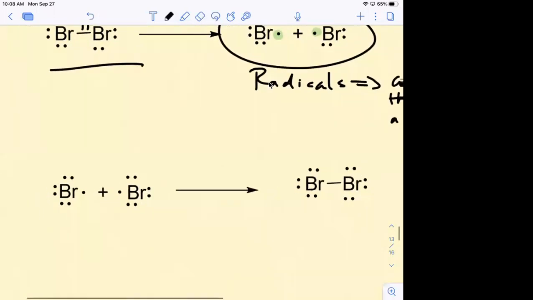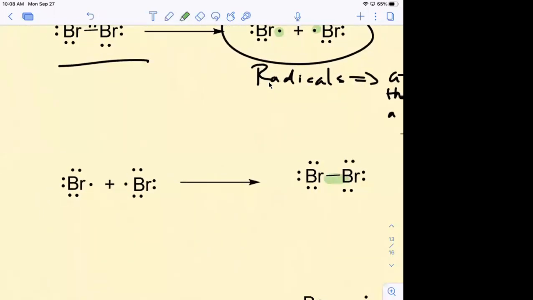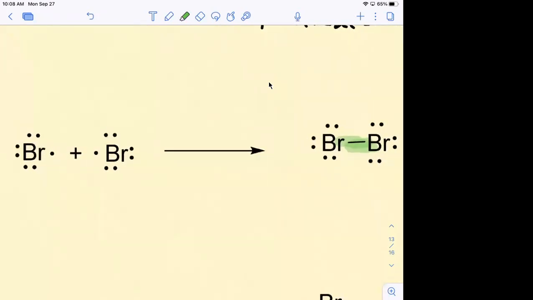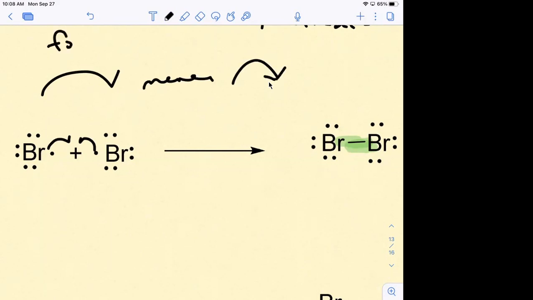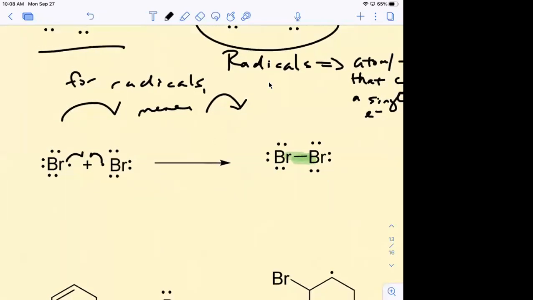What about down here? If I wanted to bring these two together, how would I show it? How would I make the sigma bond between them? You have two single-headed arrows going towards the inside. That's exactly right. Here and here. Always single-headed, never double-headed when you're dealing with radicals. That's exactly right. What about here?